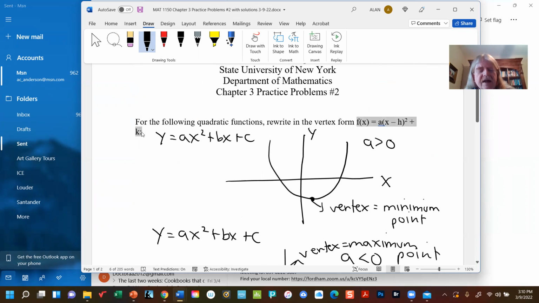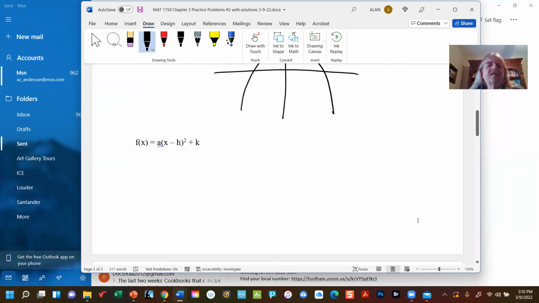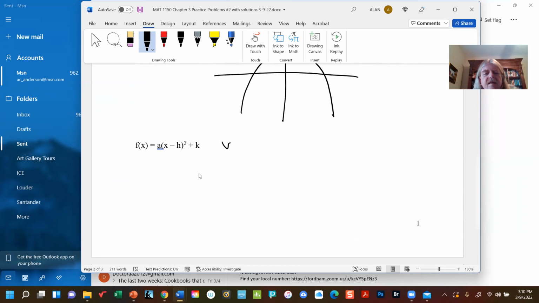All right, so the question is, how do we get it into this form? Now, of course, it's just an equivalent way of doing the same thing. It's just that there are reasons why this might be more helpful. The vertex, by the way, is actually the point h comma k. So here's the x coordinate and here's the y coordinate. All right, so the question is, how do we find this?